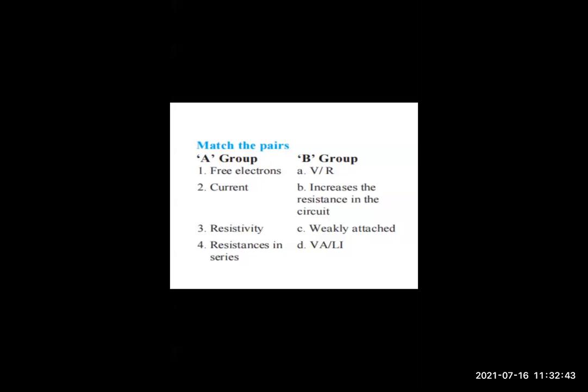Very good. I got the answer from many of you. Weakly attached. Free electrons are weakly attached. You all remember I showed the diagram also. How are the free electrons? They are weakly attached to the last orbit. Next question. Current. What is the formula for current? I equal to V upon R. Very good, Daksha. Very good, Shamli.